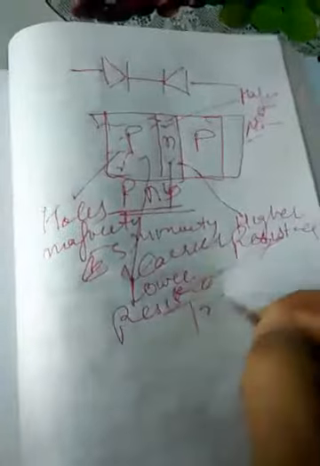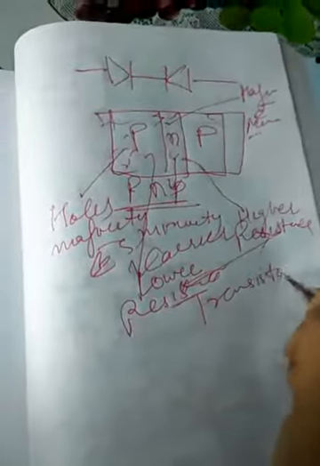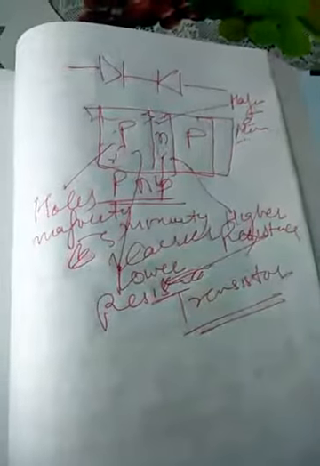So that's why it is called a transistor. The name transistor was given because the resistance changes from low to high. Now the second part is the base.